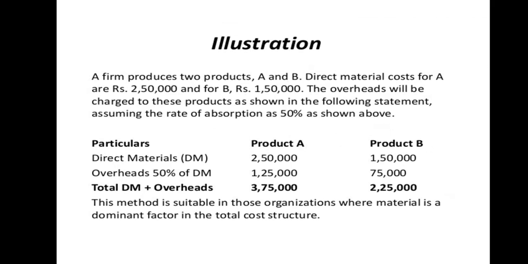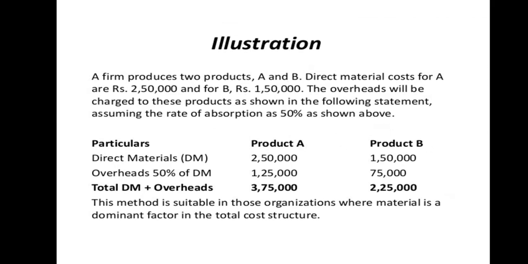A firm produces two products A and B. Direct material cost for A is 2,50,000 and for B rupees 1,50,000. The overheads will be charged to these products as shown in the following statement, assuming the rate of absorption as 50% as shown above.